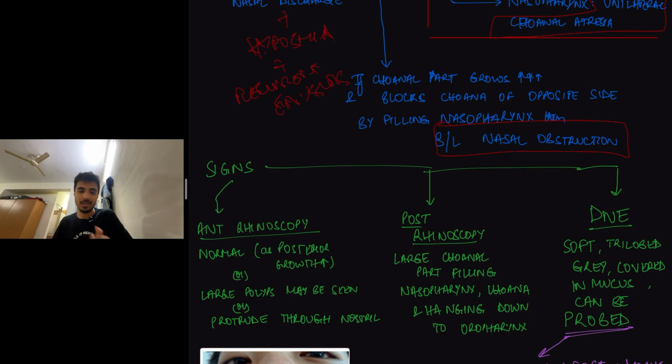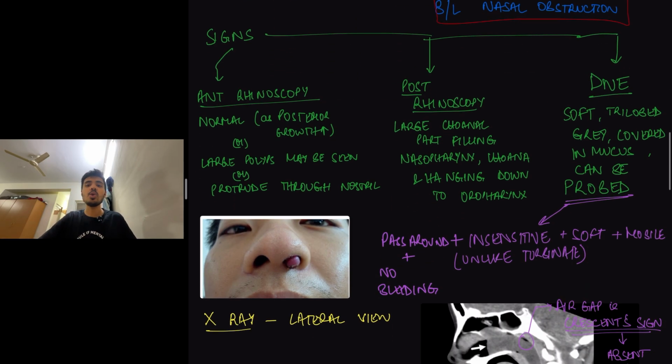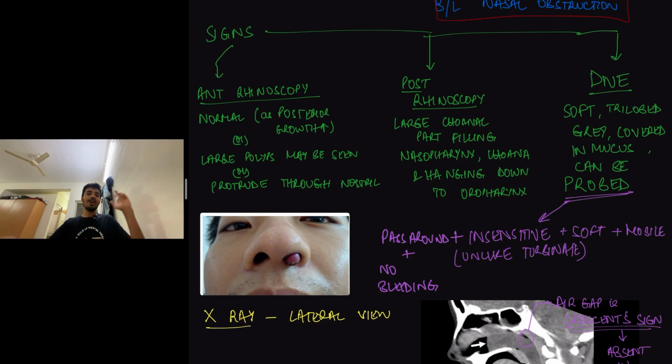This is the symptoms. Signs is what you look for. When you do anterior rhinoscopy, in most cases it actually appears normal. Why? Antrochoanal polyp mostly grows posteriorly. I told you, it is the choanal part that is large, that is globular, that is growing posteriorly. Whereas if the antrochoanal polyp is a very, very large polyp, then you might be able to see it.